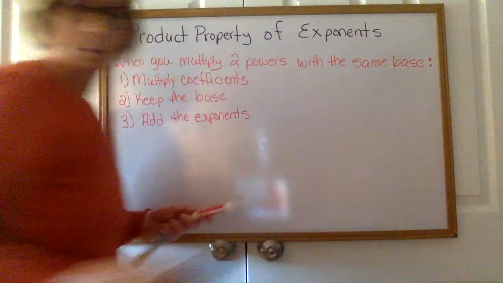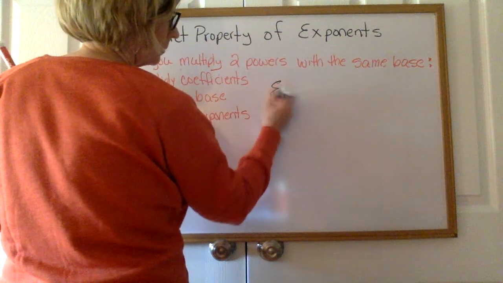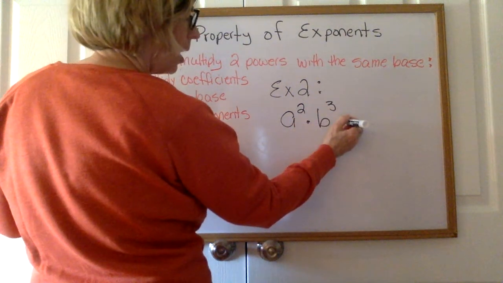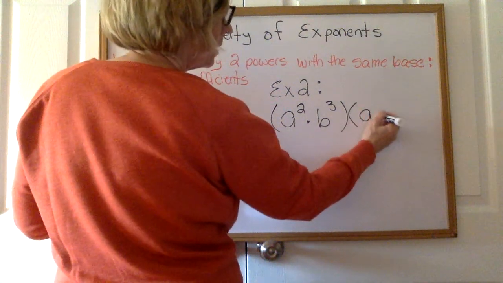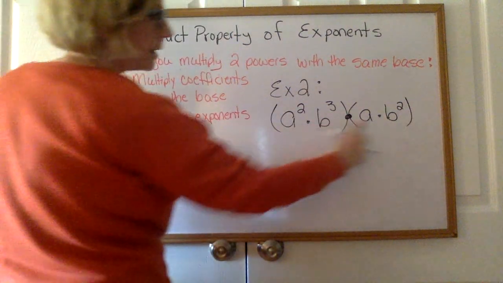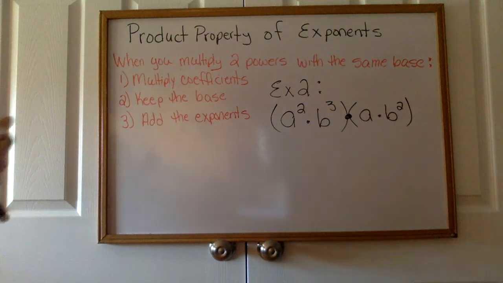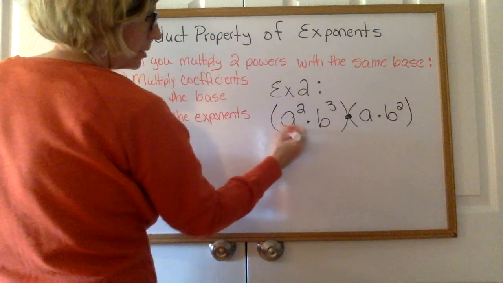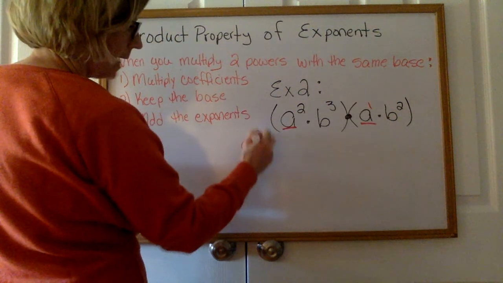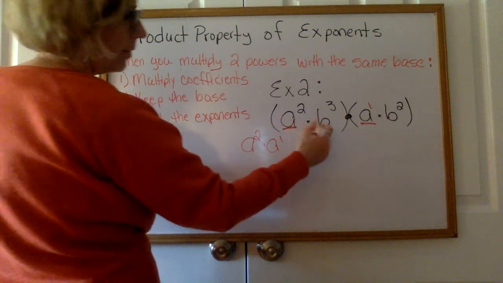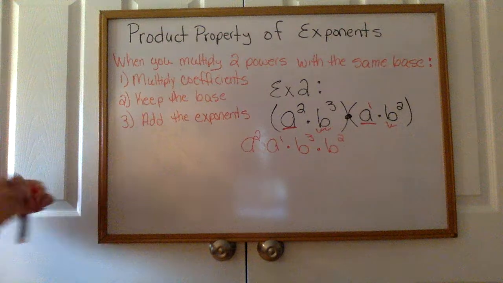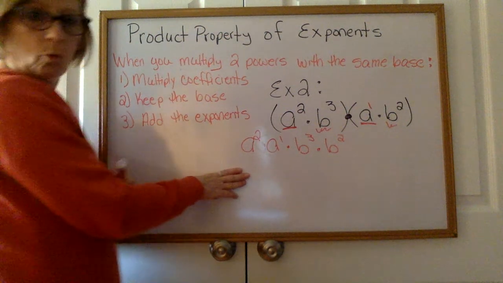We're going to look at example number 2. What if I had a to the second times b to the third, and we're going to multiply that times a times b to the second. All right, we're still multiplying powers here. This is still multiplication. Notice that all of the coefficients are still 1. We have to look for the powers that have the same base. So a and a. The exponent here is an understood 1. So this is a to the second times a to the first. Then we have a b and a b. So this is b to the third times b to the second. I just used the commutative property of multiplication to move the order around here.